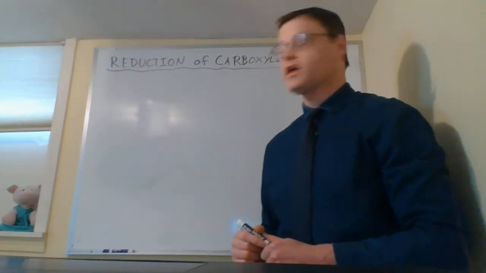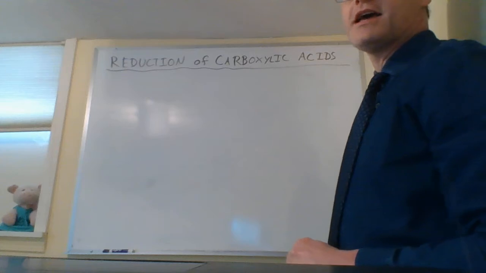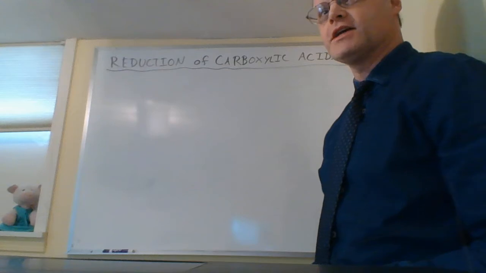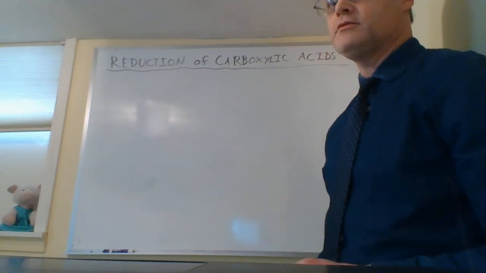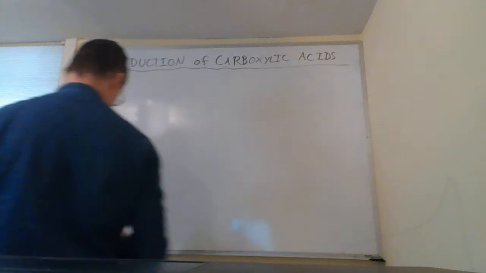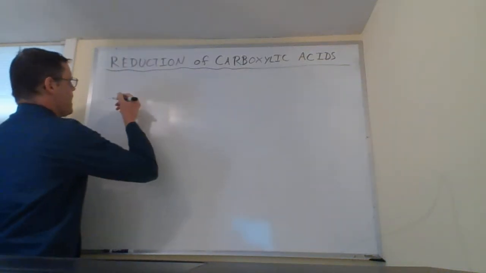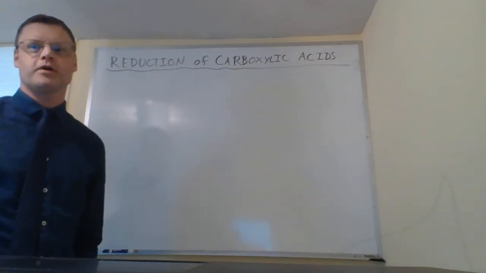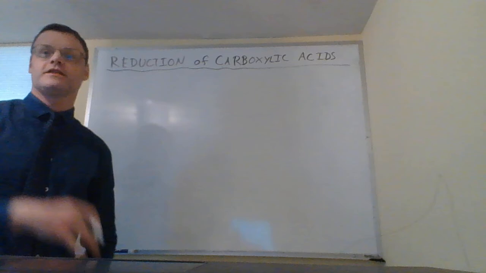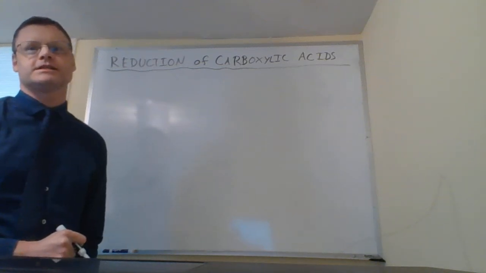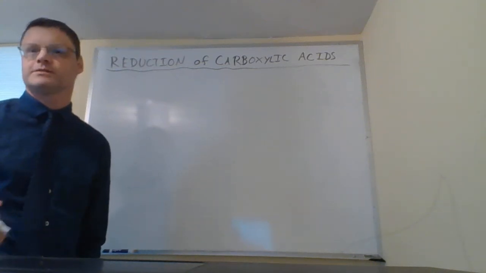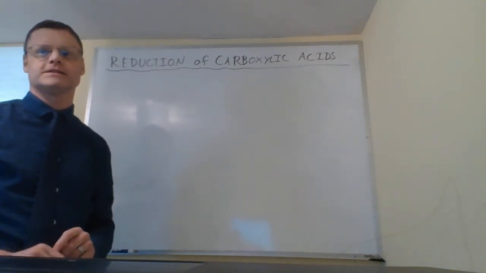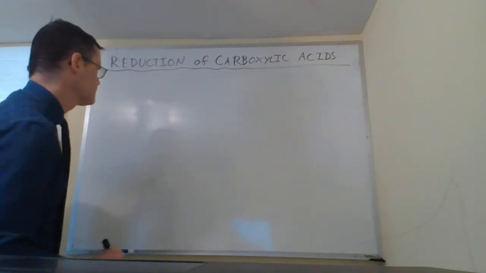Welcome. In this video, we're going to look at another reaction of carboxylic acids, or a couple of reactions, and that's the reduction of carboxylic acids. I'm going to look at two types of reductions and an example of each. The first one, we're going to take a carboxylic acid and turn that into a primary alcohol. This is going to be the opposite of an oxidation with potassium dichromate and sulfuric acid, which would take a primary alcohol and oxidize it all the way to a carboxylic acid.